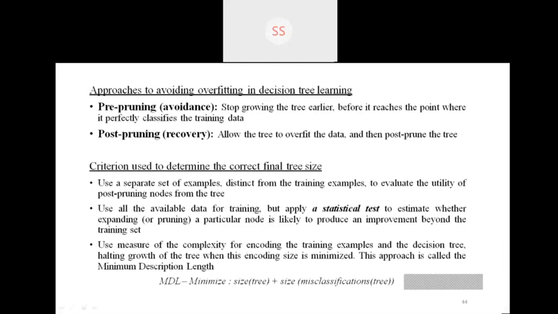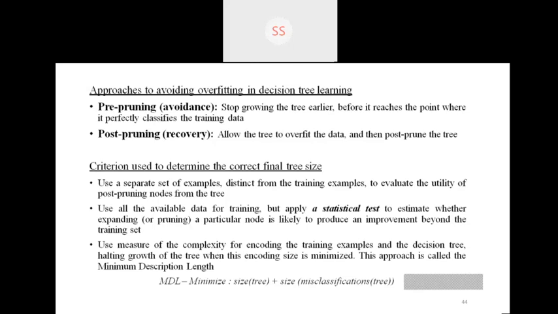Okay, there are two methods of avoiding overfitting. The first one is pre-pruning, also called avoidance, and the second is post-pruning, which is called recovery. Pre-pruning, in the sense of avoidance, means stop growing the tree earlier, right? You stop it before it is too late, before going through all the training instances, before it reaches the point where it perfectly classifies the training data.